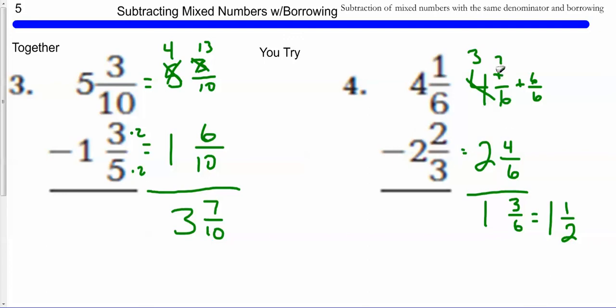Again, I didn't make this 11/7, I made it 7/6. I made it 7/6 because 6 plus 1 is 7. 7 minus 4 is 3. 3 minus 2 is 1.